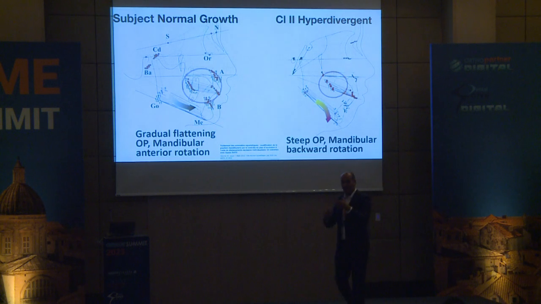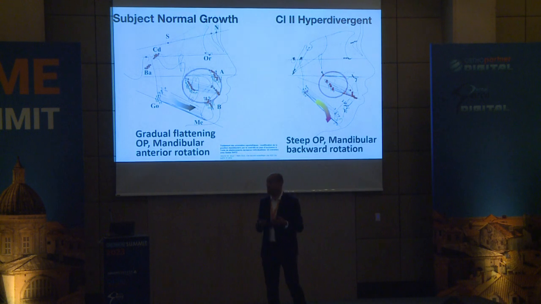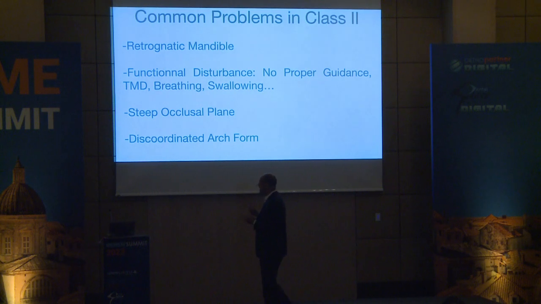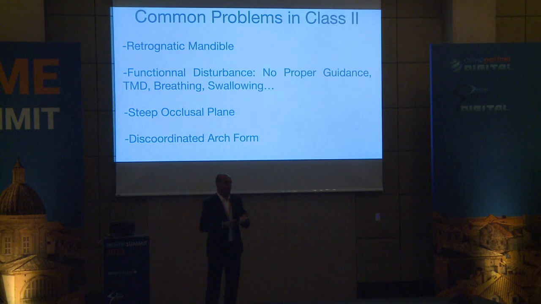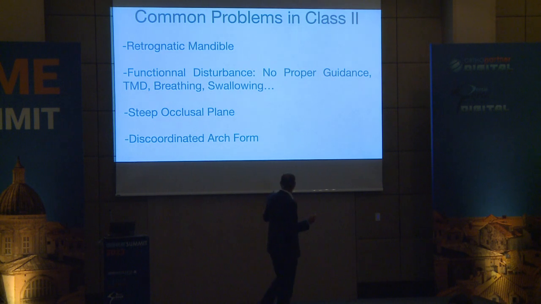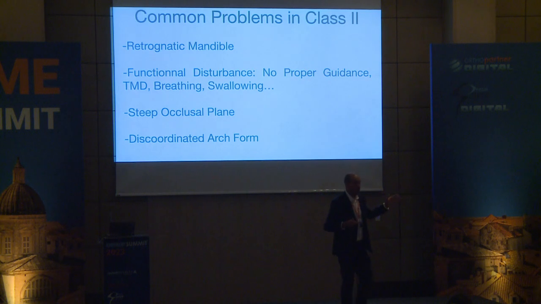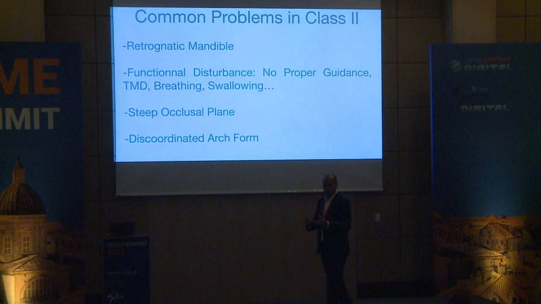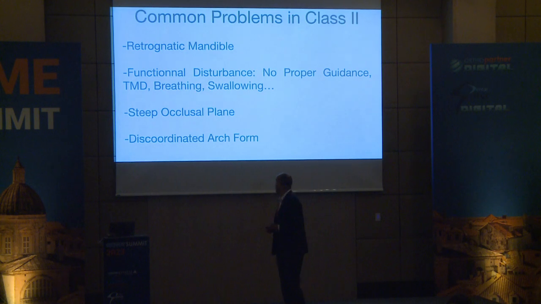Maybe this is the main idea I want to share with you. We have to get a treatment strategy to let this mandible go forward. So what are the common problems? Let's summarize. It's a retrognathic mandible, and functional disturbances, such as swallowing and breathing. We're going to speak also about guidance. This is very important in order to guide the mandible in a forward position and to stabilize our treatment.